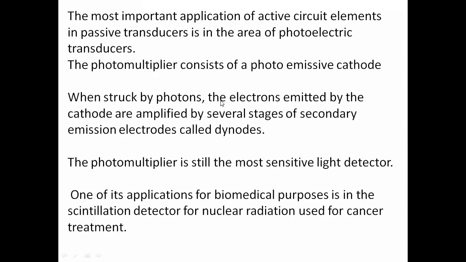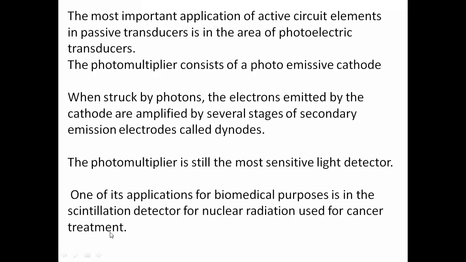So when struck by photons, the electrons emitted by the cathode are amplified by several stages of secondary emission electrodes called diodes. So the photomultiplier is the most sensitive light detector. One of its applications for biomedical purposes is the scintillation detector for nuclear radiation used for cancer treatment. So in biomedical applications, we can use radiotherapy.